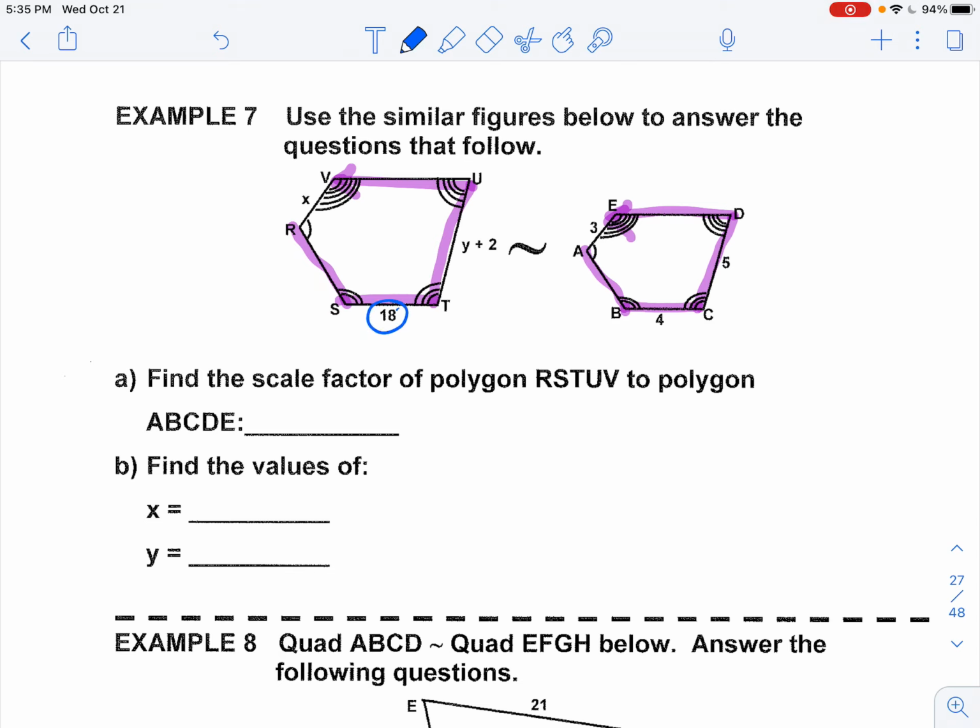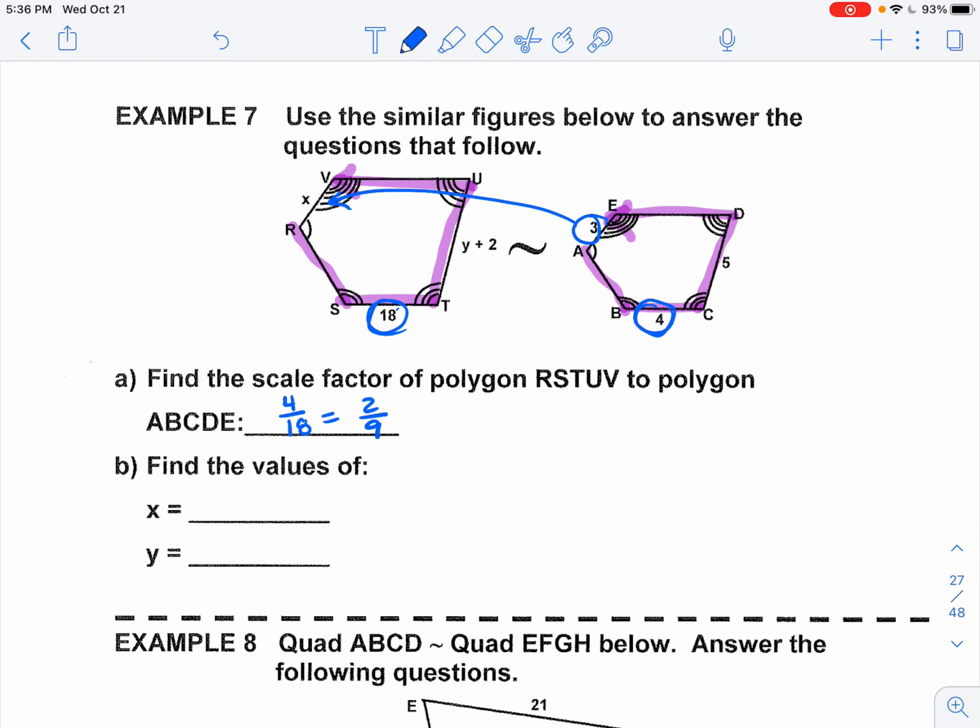Well, let's take one of the sides that we can figure. How about these two? I'm going to have the new over the old. And so that reduces to 2/9. So if I want to find the values of x, I'm going from the new to the old. I've got to multiply by the reciprocal.